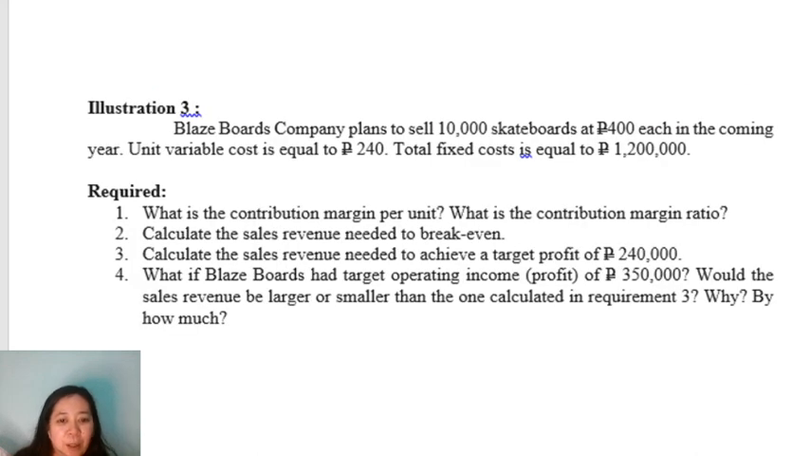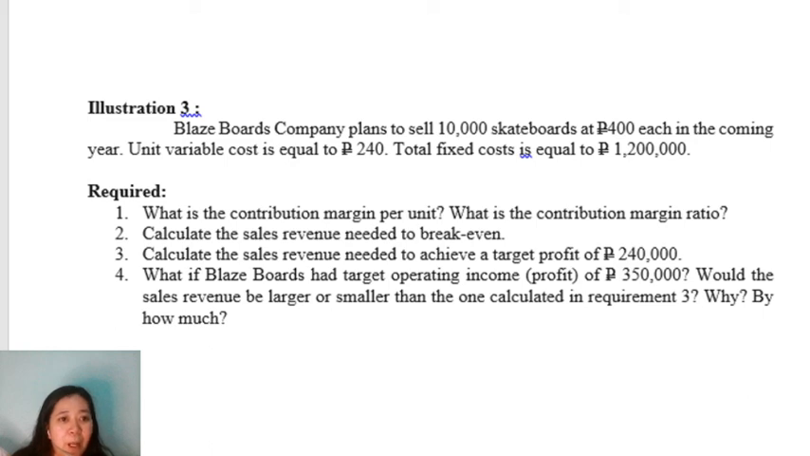we have here the following illustration. Okay, so for Blaze Company, they plan to sell 10,000 skateboards at 400 each in the coming year. So unit variable cost is equal to 240. Total fixed cost is 1.2 million. So the requirements are the following.